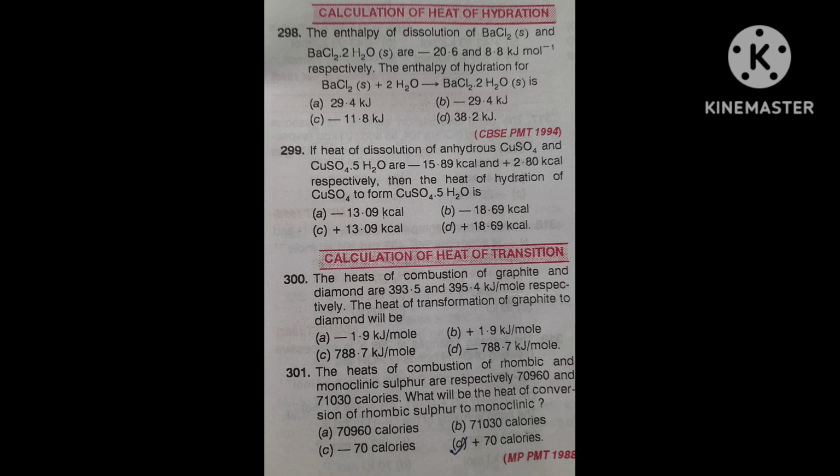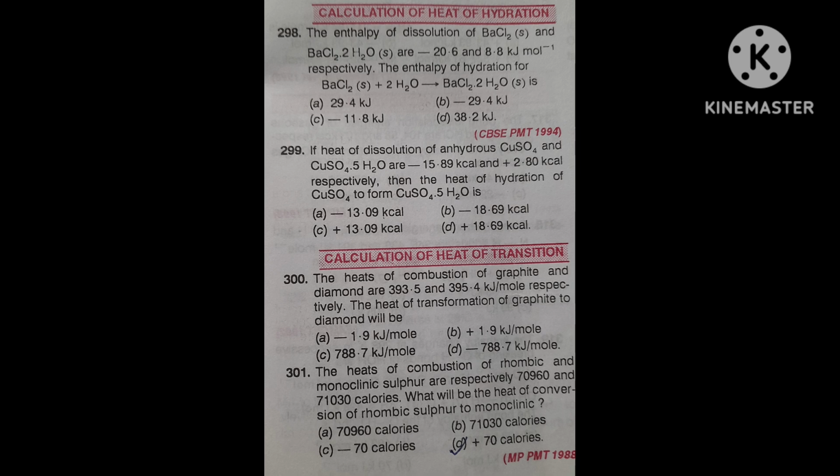Plus 1.9. You just have to do equation 1 minus equation 2. Equation 2 has a minus, which will come plus 395. Equation 1 is minus 393.5 minus, in bracket you write equation 2, that is minus 395. Minus plus. Then how much will remain? It will remain plus 1.9 kilojoule per mole.